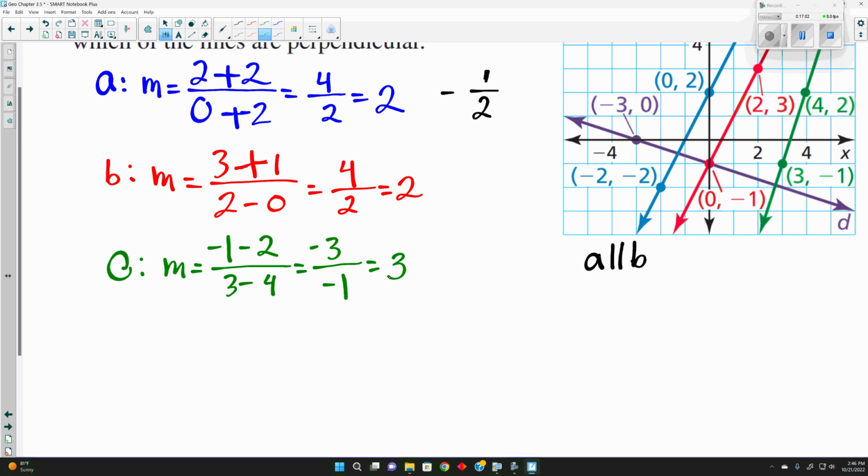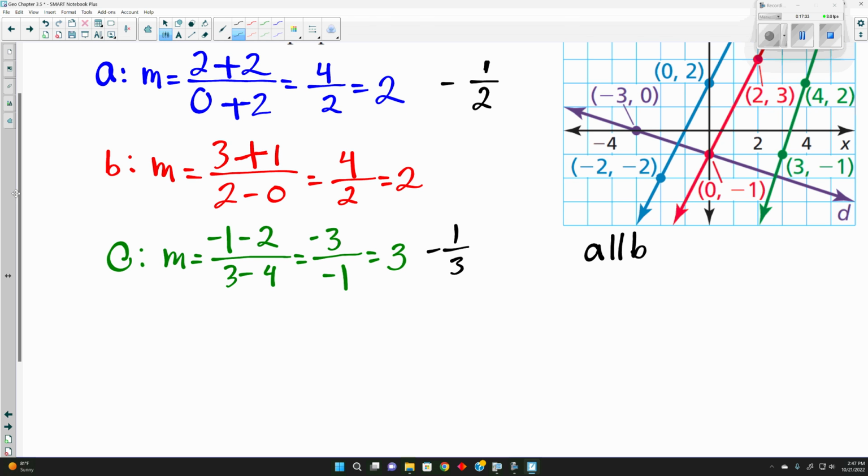And it's not perpendicular, because the perpendicular slopes for A and B would be negative 1/2, yes? What would this perpendicular slope for C be? So we would flip 3, yes? And if I flip 3, it becomes 1/3. And we have to change the sign, so it would be negative 1/3. So if we had a slope for line D that's negative 1/3, then it would be perpendicular to C. But if we get a slope of negative 1/2, it'll be perpendicular to A and B. Yes.